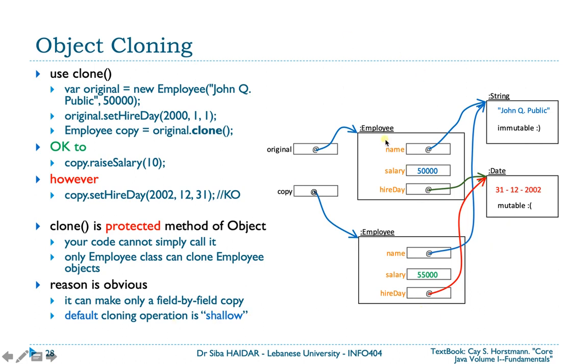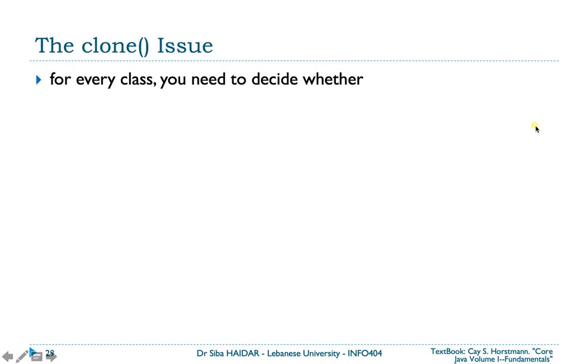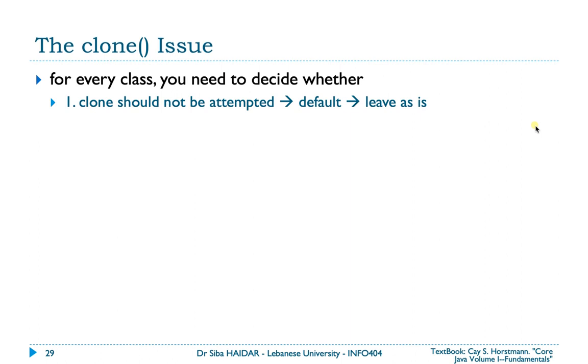You cloned only the first layer, but the other layers, if there are shared objects between the cloned and the original copy, they are not cloned. So this is shallow cloning, and this is due to the presence of any mutable subobjects inside the object. So this is the clone issue, and for this clone issue you must consider, for each class, which of the three choices you need to decide.